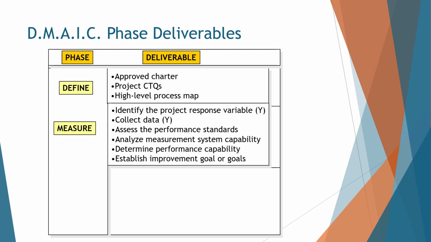And then for the measure, you're going to identify the project response variable, which is your Y, also known as your dependent variable. Only have one per project. So you're going to collect your one dependent variable, which is the Y. You're going to assess the performance standards. You're going to analyze measurement system capability, determine performance capability, and establish improvement goal or goals.